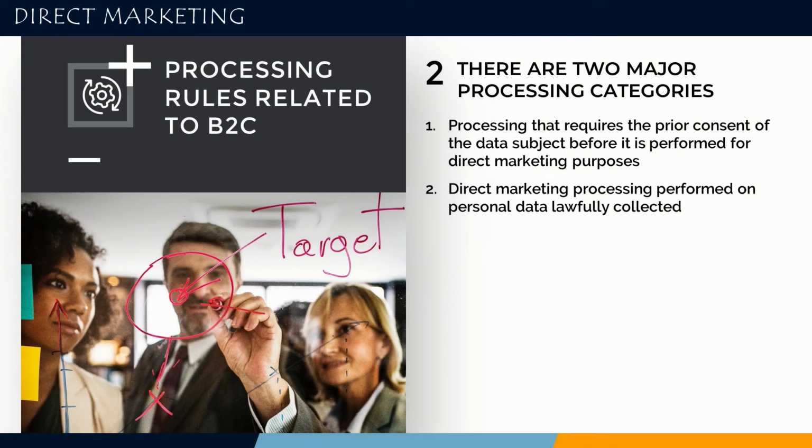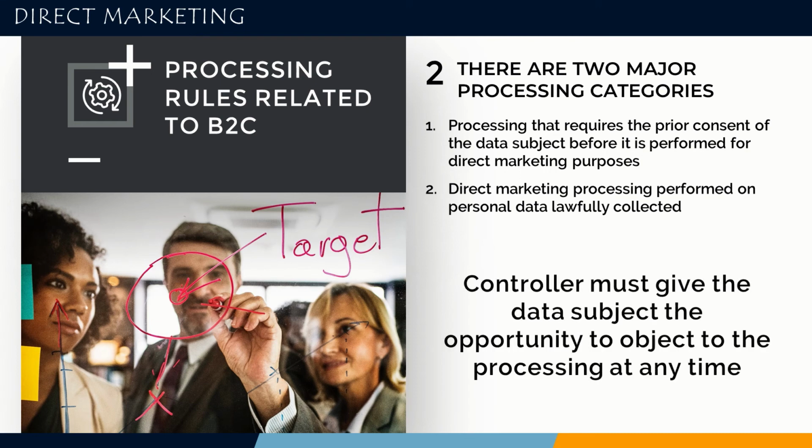The second category covers direct marketing processing performed on personal data lawfully collected. In this second category, the direct marketing must be carried out by regular mail or by phone, with a human action. In such cases, the controller does not need to get the prior consent of the data subject, but it must give him the opportunity to object to the processing at any time.